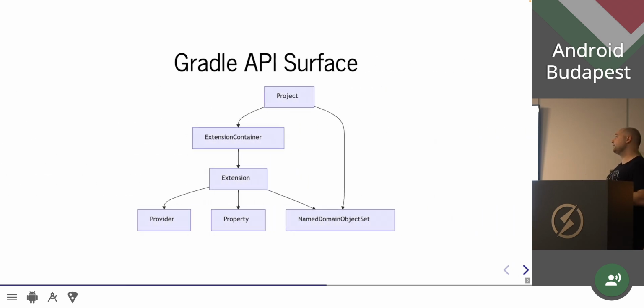So speaking about the Gradle API surface, this is the part I mentioned in the beginning. I find it the most important to know about, especially if you're working with the Android ecosystem. So the first thing starts with the Project class. Through Project, you can get access to the extensions through the extension container. And extensions, not only those, but most of those types, rely on something called NamedDomainObjectSet.